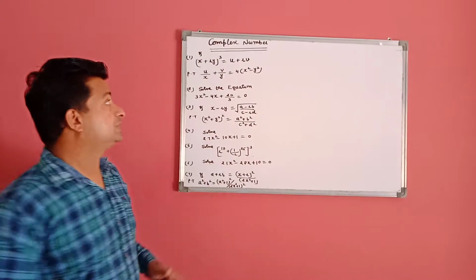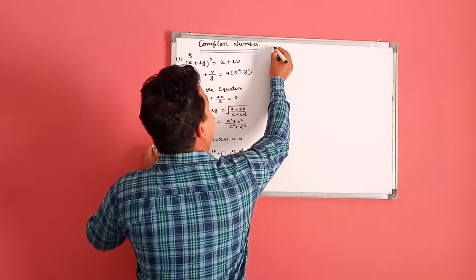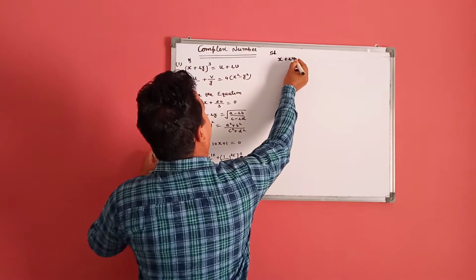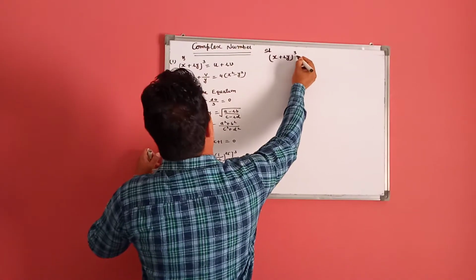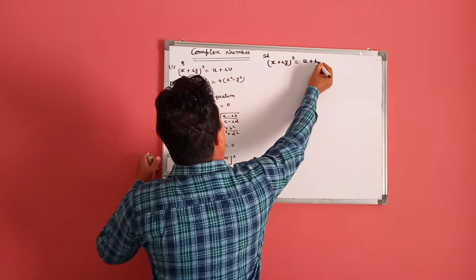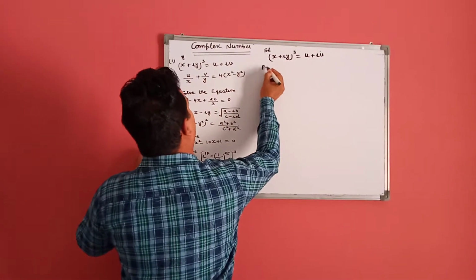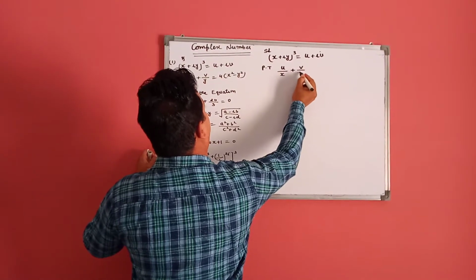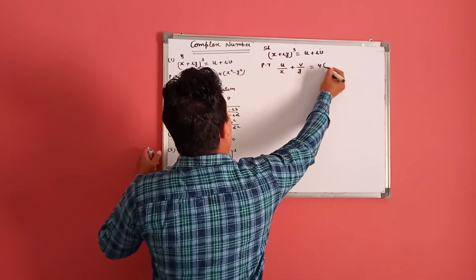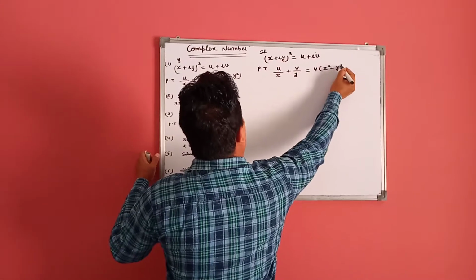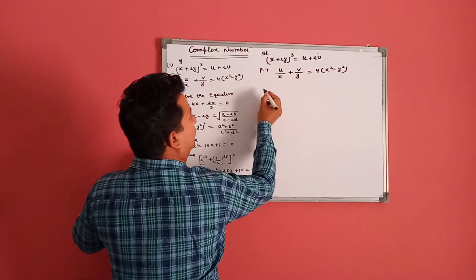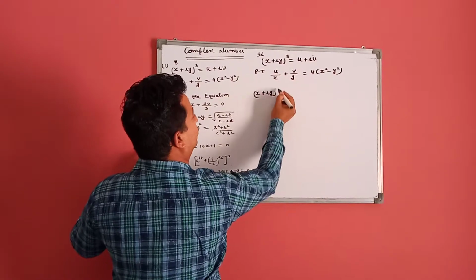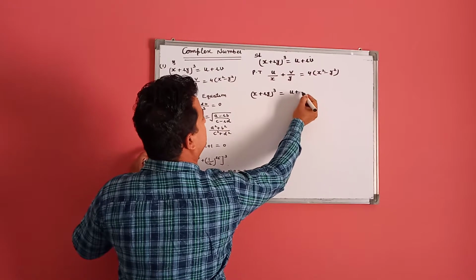In these questions, the first statement is (x + iota y)^3 = u + iota v. Then prove that u/x + v/y = 4(x² − y²). For this, we take (x + iota y)^3 = u + iota v.